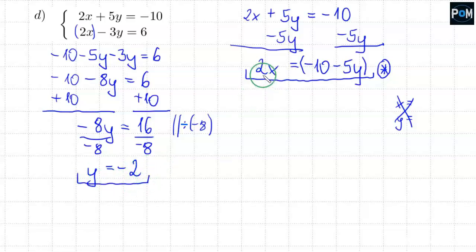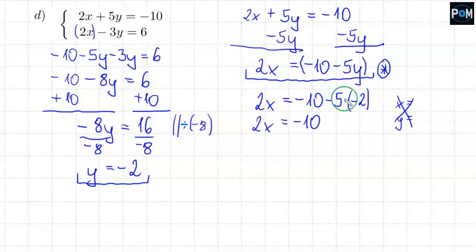To calculate x, we substitute the number minus 2 for y in the equation marked with a star. So we rewrite 2x. I no longer include minus 10 in parentheses. I keep the minus 5, and here I put, since there's multiplication, I put times, and in parentheses instead of y, I put the number minus 2. 2x will equal minus 10. Then we have to multiply negative 5 by negative 2, which gives us a positive 10. Negative 10 plus positive 10 gives us 0.